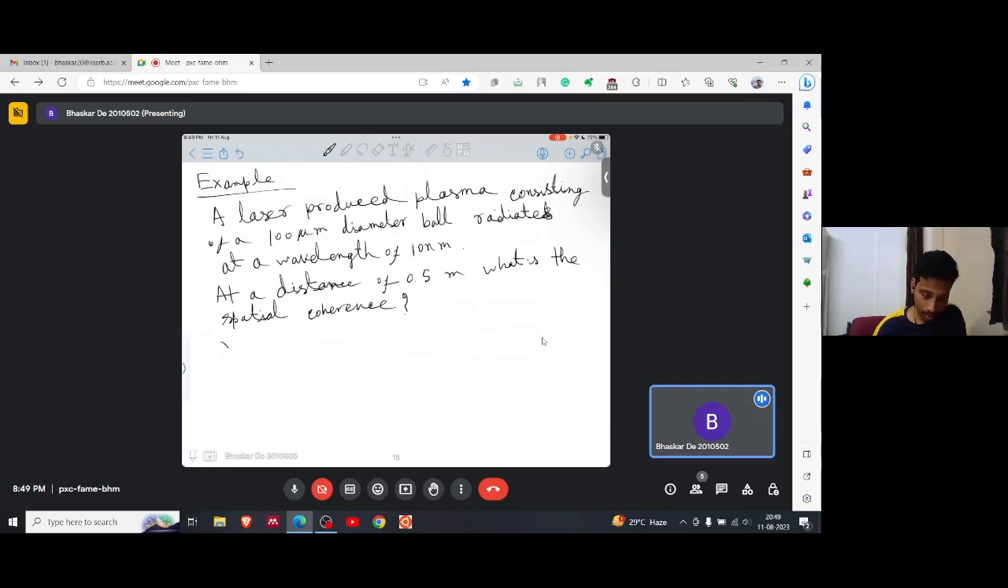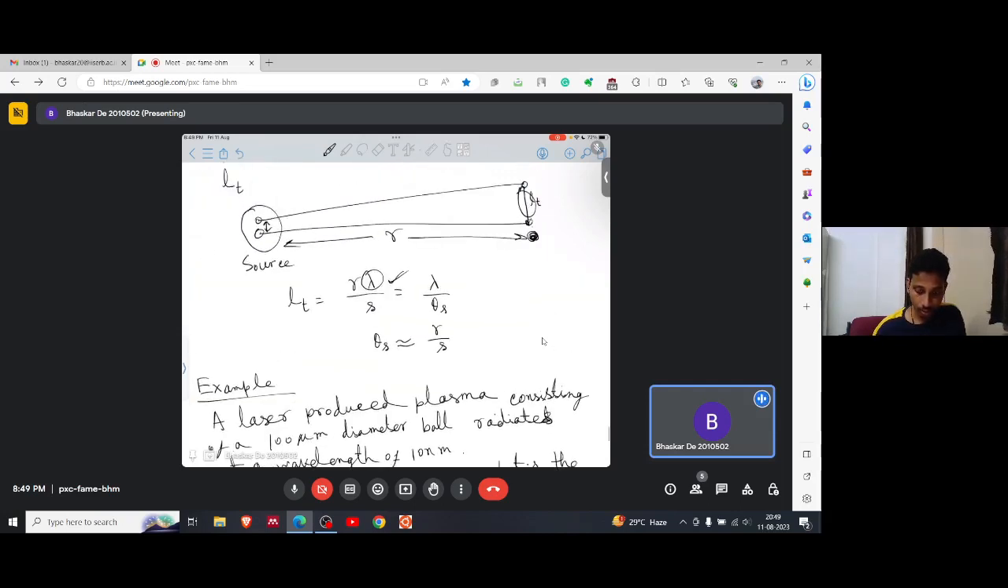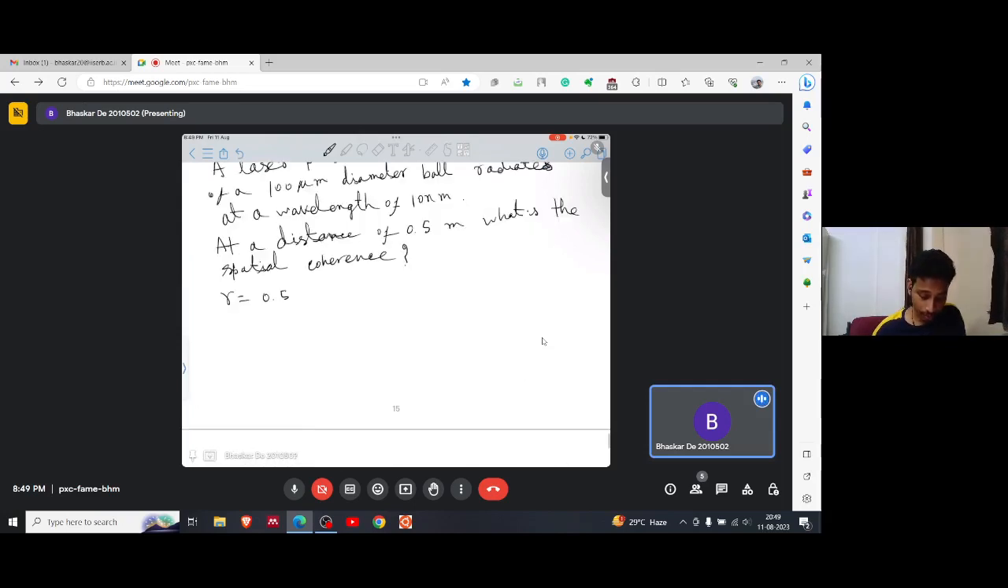So now here the R is 0.5. Basically we are observing the source from this distance. So R is 0.5 meter, lambda is 10 nanometer, and S is 1000 micrometer.